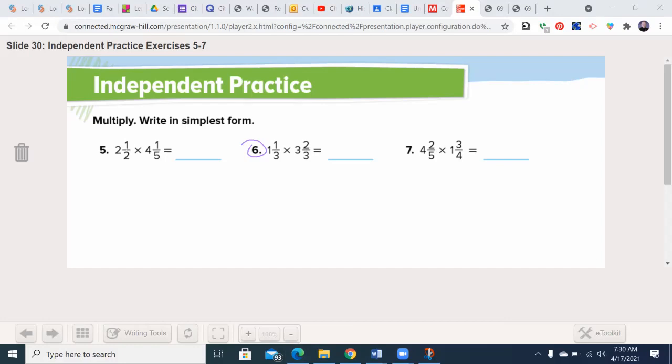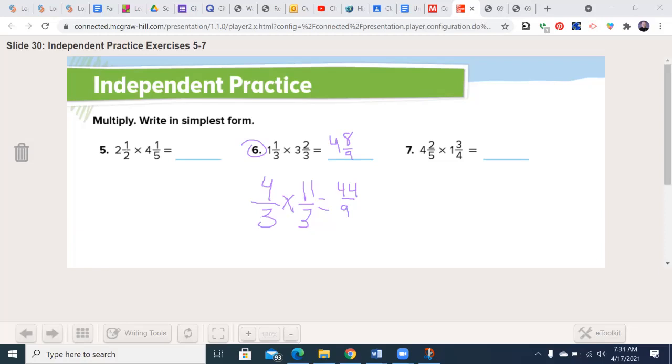Welcome back. Let's see what we get here. 3 times 1 is 3, plus 1 is 4, over 3. 3 times 3 is 9, plus 2 is 11, over 3. And then 4 times 11 is 44, over 3 times 3, which is 9. And 9 goes into 44 4 times. 9 times 4 is 36, so I have a remainder of 8. Keep my denominator: 4 and 8/9.